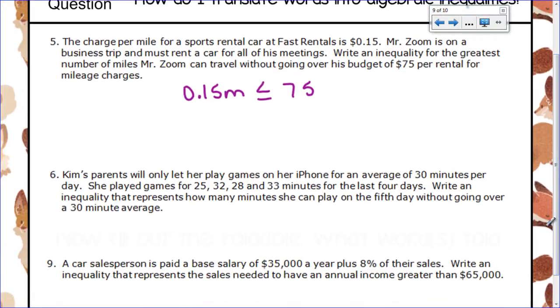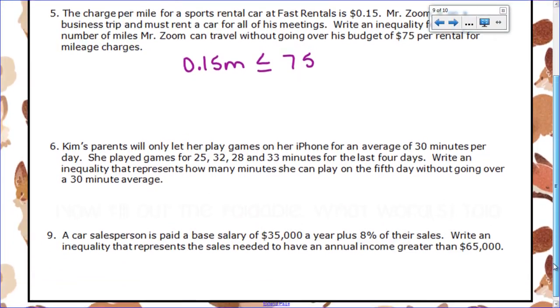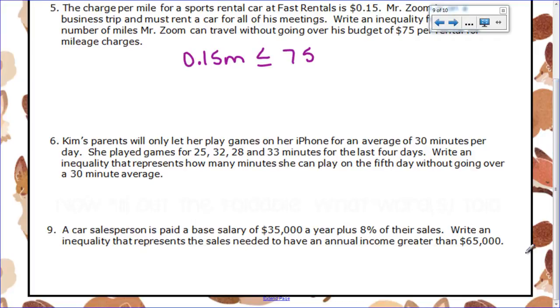So now number 6. Number 6 says Kim's parents will only let her play games on her iPhone for an average of 30 minutes per day. She played games for 25, 32, 28, and 33 minutes for the last 4 days. Write an inequality that represents how many minutes she can play on the 5th day without going over her 30-minute average. Again, we can't go over. Everything we've done today has been less than. Hopefully we see some that are greater than at some point, but they're all going to be less than. We can't go more than 30 minutes.